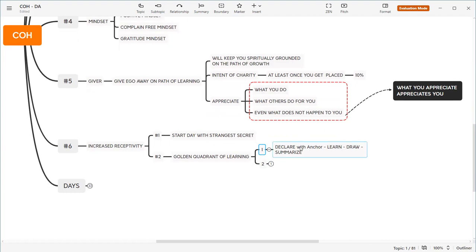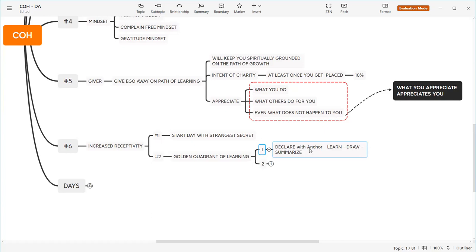The very first stage is declaration with the anchor before you learn. So the moment you are going to start your deep learning, remember to declare what you are going to learn and anchor it. When I am talking about anchor, do you know what an anchor is first?